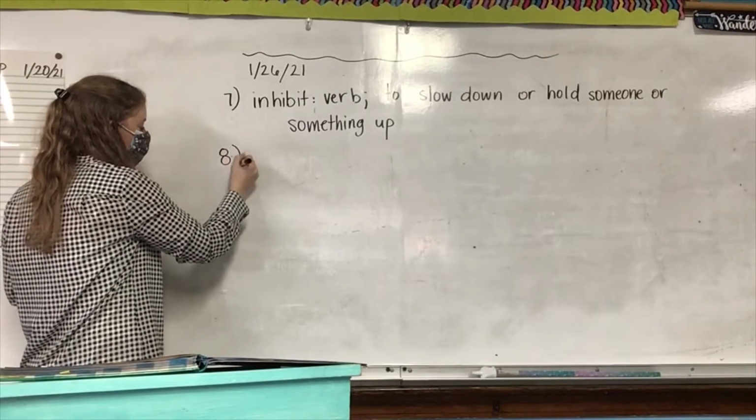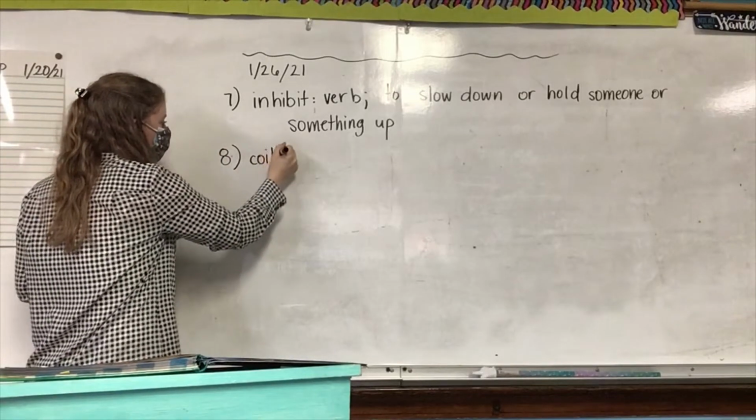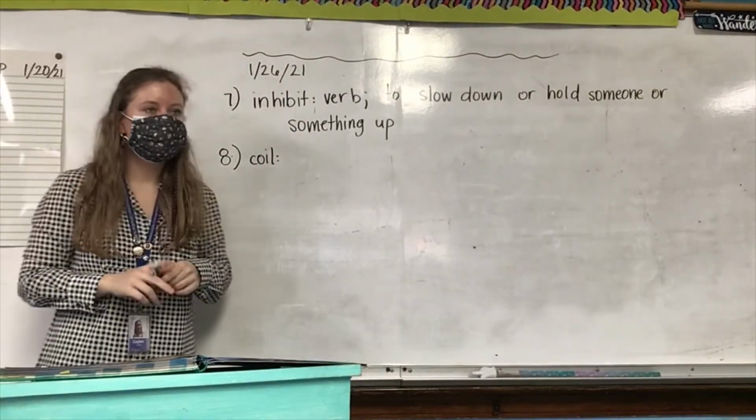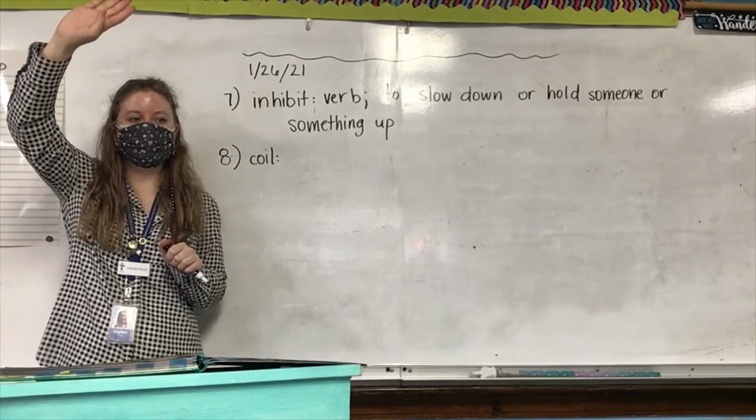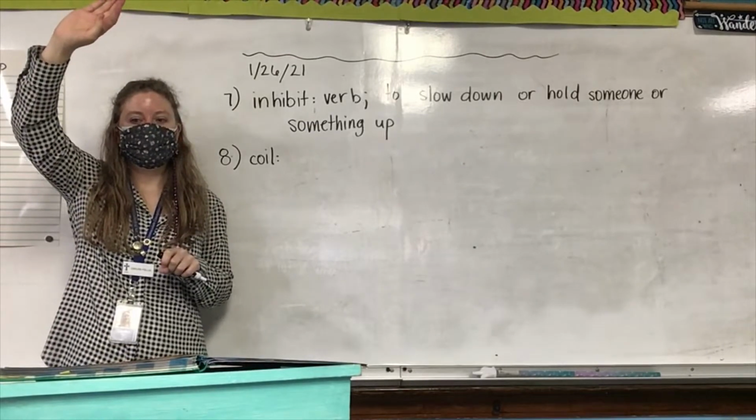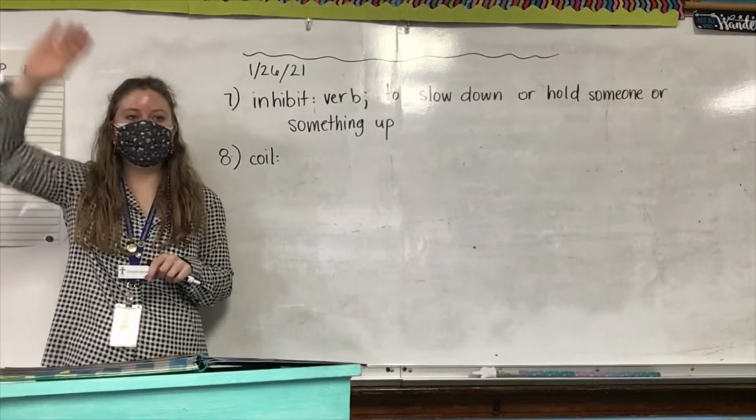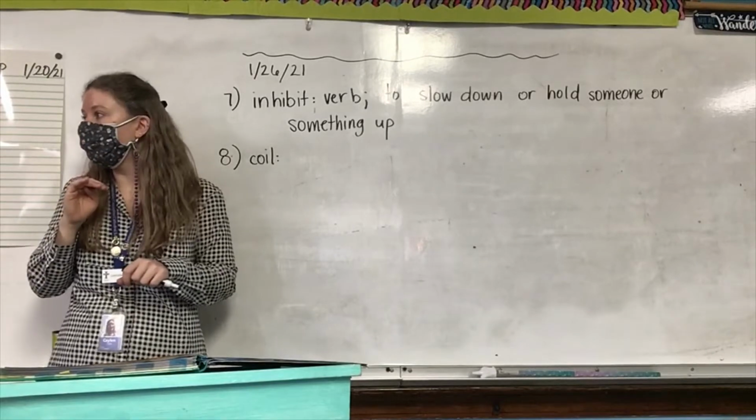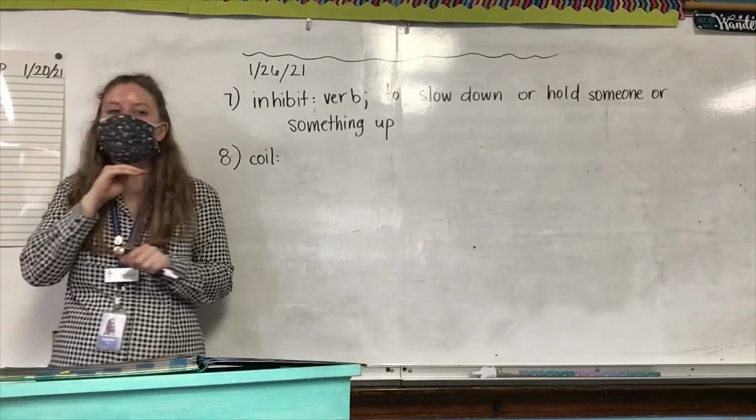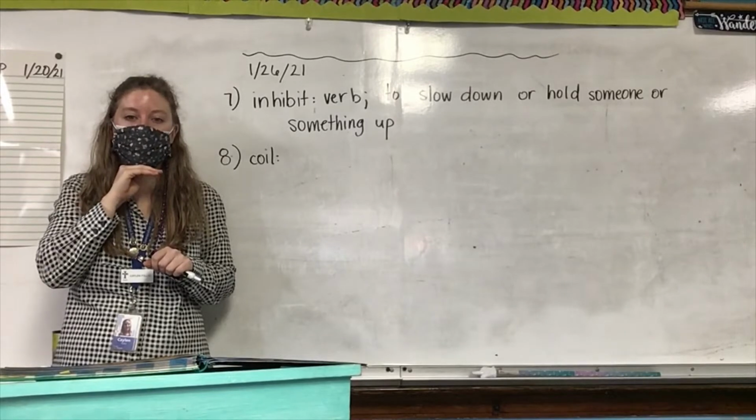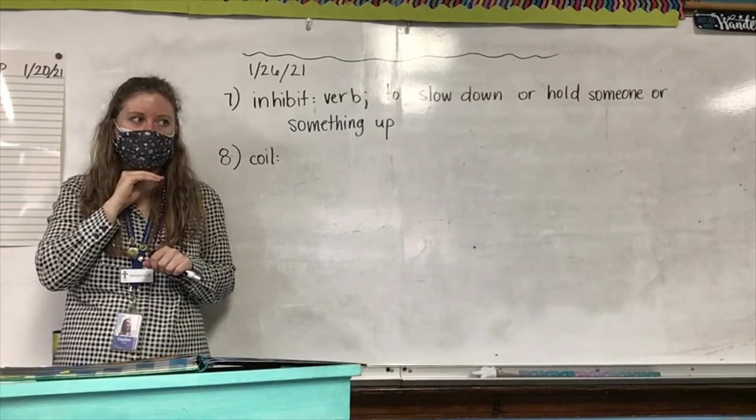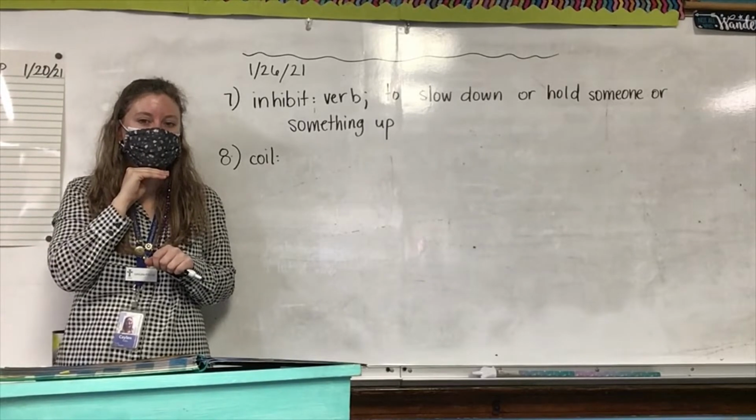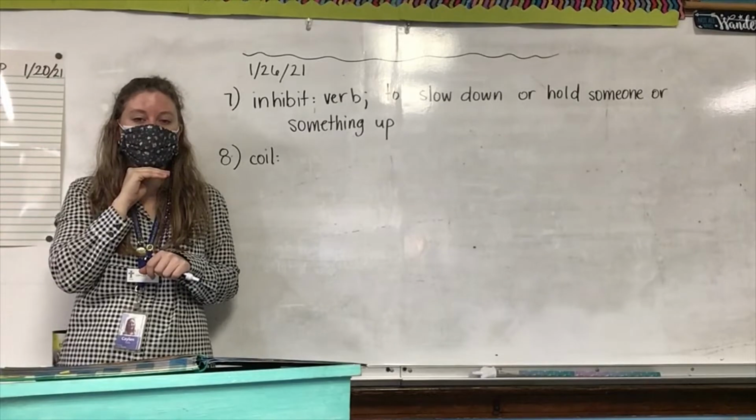Number 8 is the word coil. C-O-I-L. How many syllables are in the word coil? Victoria? Not 2. We don't say co-il. What do we say? Aaron? Which is how many syllables? Coil. So how many times does my chin hit my hand? Class? Once. One time.